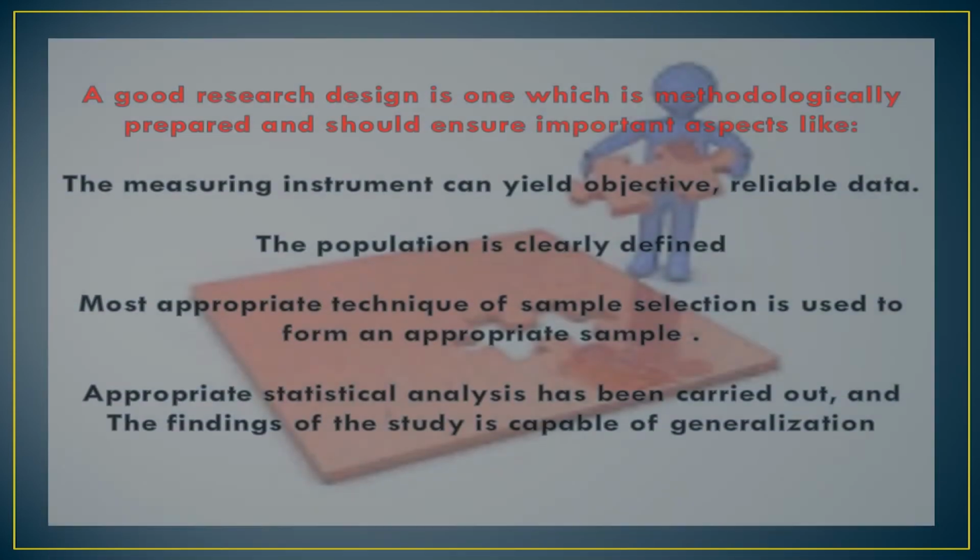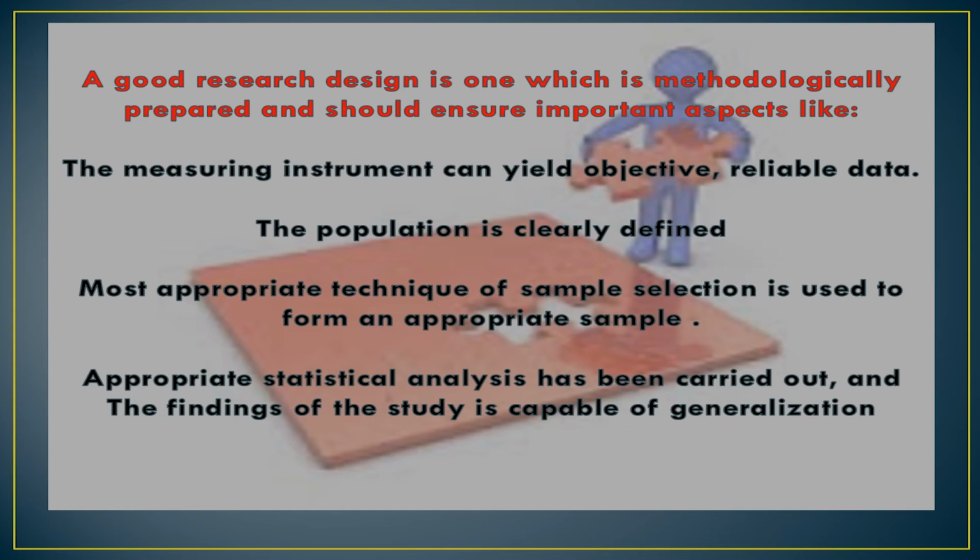Thus, a good research design is the one which is methodologically prepared and should ensure important aspects like: number 1, the measuring instrument can yield objective, reliable, and valid data. Number 2, the population is clearly defined. Third, the most appropriate techniques of sample selection are used to form an appropriate sample. Fourth, appropriate statistical analysis has been carried out. And fifth, the findings of the study are capable of generalization.